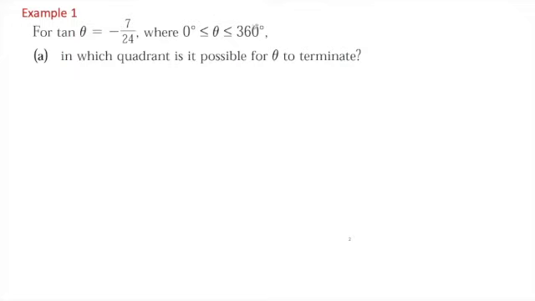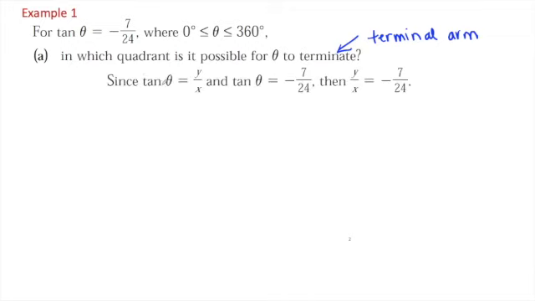0 and 360 degrees. In which quadrant is it possible for theta to terminate? So remember, for that, we're just looking for where the terminal arm will end, okay? So we know that since tan theta equals y over x, we learned that in our second lesson, then tan theta equals negative 7 over 24, given in our question, then y over x equals negative 7 over 24.